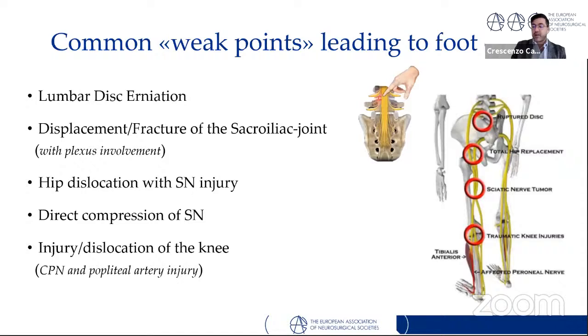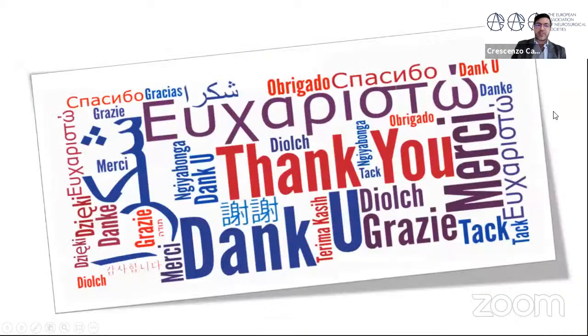As a final remark, it's important to briefly mention that foot drop can be caused anywhere along the path, from the brain down to the foot. Anyway, there are some typical weak points and conditions that a neurosurgeon should keep in mind and consider in the first instance when facing a patient with a foot drop. All these weak points and conditions will be widely discussed in the next presentation. Thank you very much for your attention and enjoy the rest of the webinar.